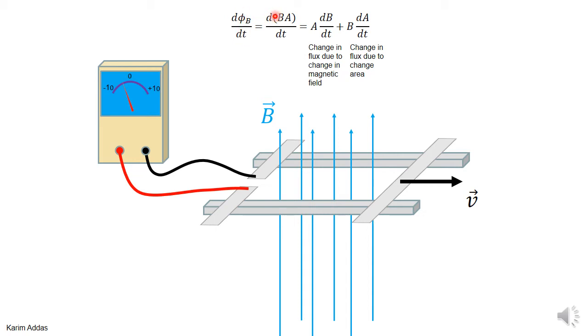And when you take the derivative of the product of two things, you get the first times the derivative of the second plus the second times the derivative of the first. So you could get a change in magnetic flux because the magnetic field itself is changing with time, or you could get a rate of change of magnetic flux because the area is changing with time, or both things could be happening at the same time. So in general, the magnetic flux can change due to two reasons.